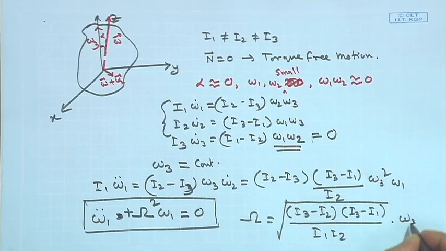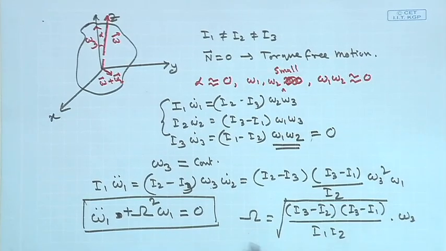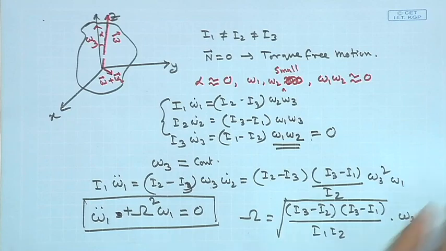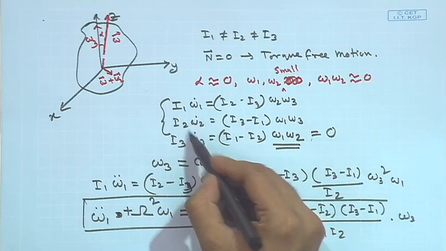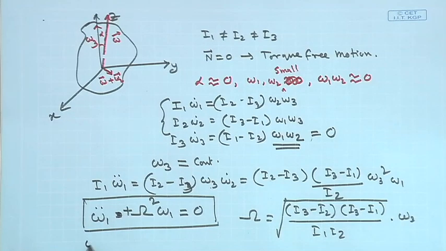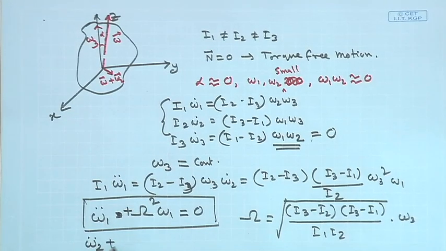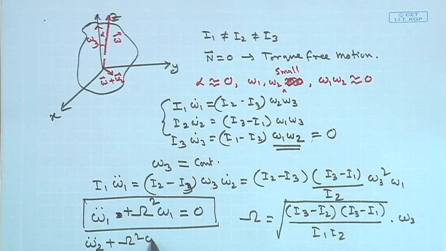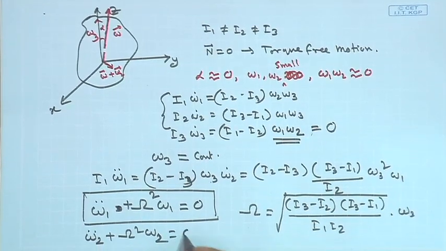So, omega 3 will come outside this root. This is the expression of capital omega. We might as well write I2 minus I3, I1 minus I3, it is okay. Similarly, if we do the same procedure for omega 2, we can write another equation which is equivalent to this, which will be omega 2 double dot plus capital omega square omega 2 equal to 0.